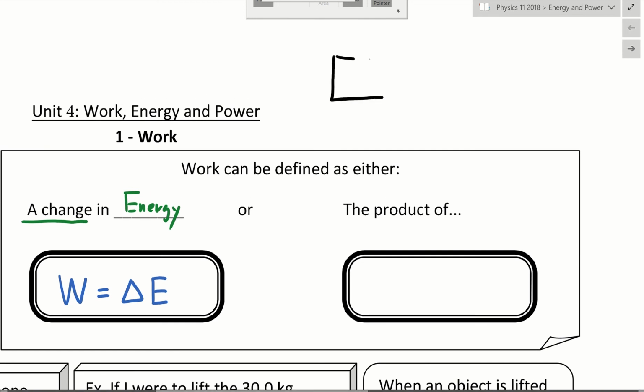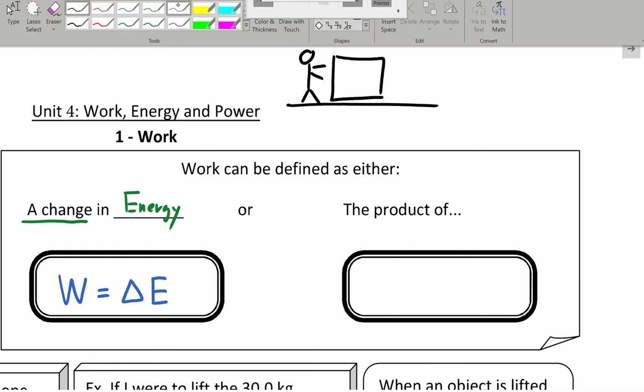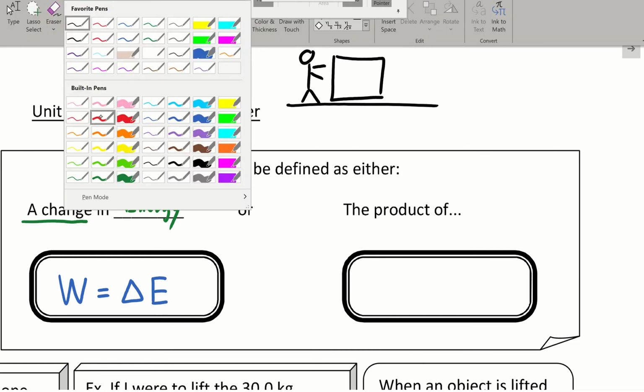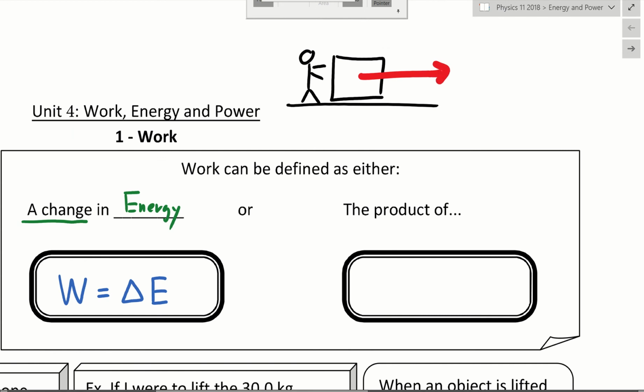The amount of energy that you spend by pushing an object depends on 2 things. We call it work done on the object. It depends, number 1, on how much force is actually pushing the object. So there you get a force of you pushing something. And then the object also moves a certain distance.